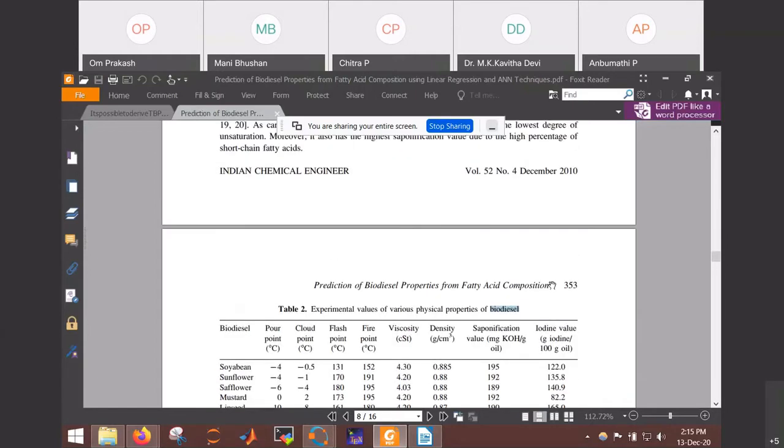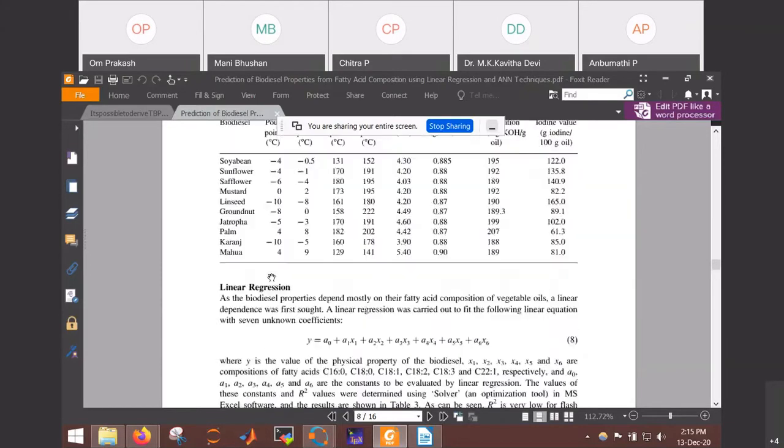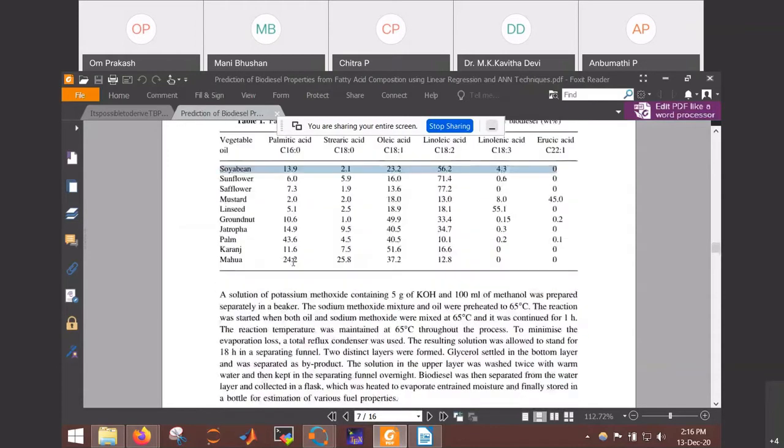Sorry, this is a different table. So these are my biodiesels, soybean, sunflower, and all. And these are my fatty acid compositions: lauric acid, stearic acid, oleic acid, and these are the weight percentages of the fatty acids in a particular biodiesel. Okay. So based on this data, we want to predict the properties of the biodiesel, which are pour point, cloud point, fire point, etc. So this is the data given.